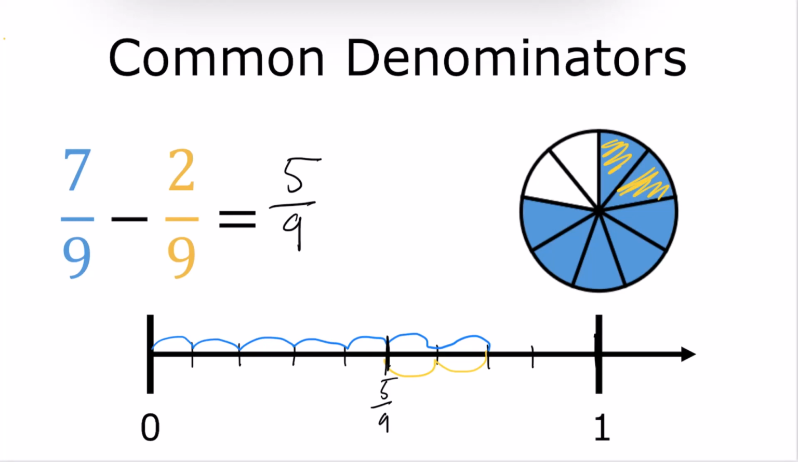So that's how we would represent it with a region model and a number line. You could also represent it with fraction strips if you laid together 7/9 and then took 2 of them away.